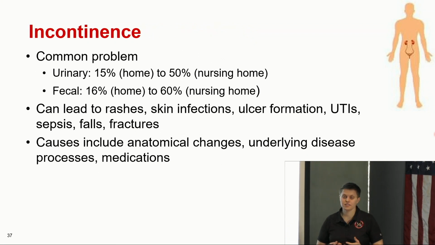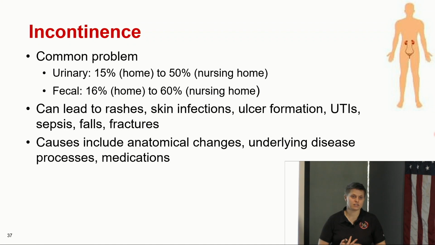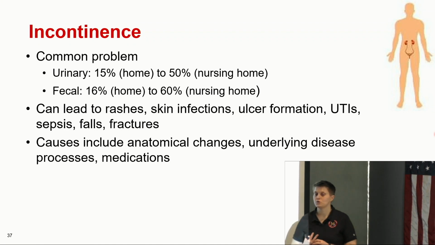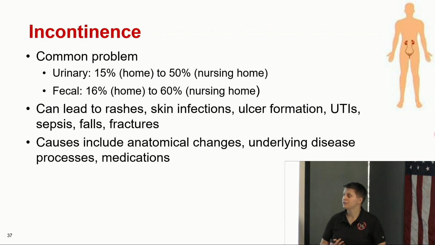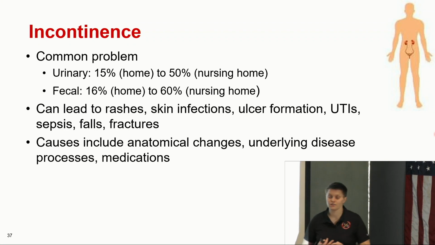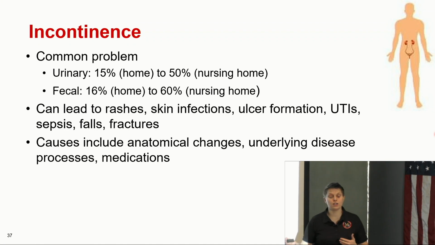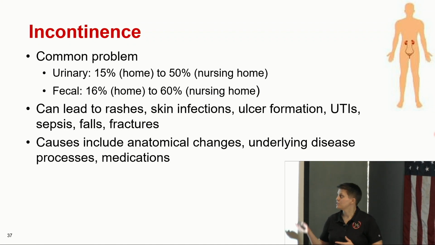Issues with incontinence. So incontinence is an incredibly common issue for elderly individuals. Urinary incontinence occurs in 15% of elderly individuals who are living at home, and up to 50% of those living in a nursing home. Fecal incontinence occurs in about 16% of elderly individuals living at home, and up to 60% of those living in a nursing home.